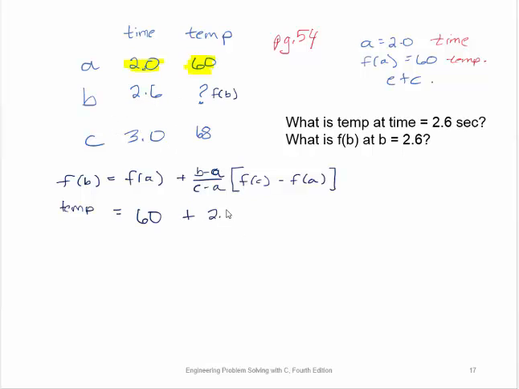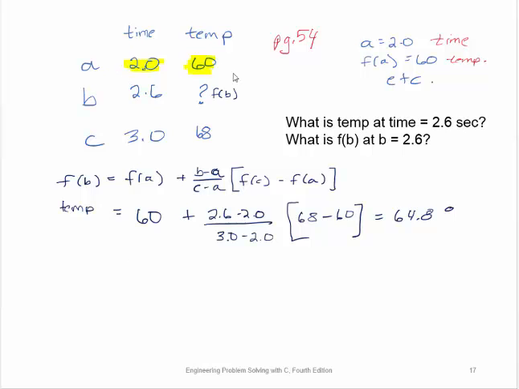(b minus a), 2.6 minus 2.0 over (c minus a), 3.0 minus 2.0, times (f of c, which is 68, minus f of a, which is 60). And you go ahead and do that, and you actually get the answer that the temperature was likely 64.8 degrees. So it's kind of a not nice formula, but I'm going to show you the way I learned it in school. I learned it a little bit as a pattern, so it might be helpful to you, it might not.